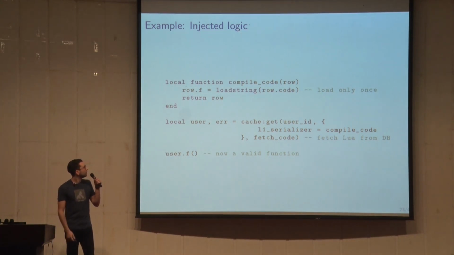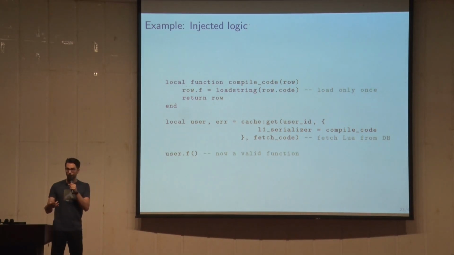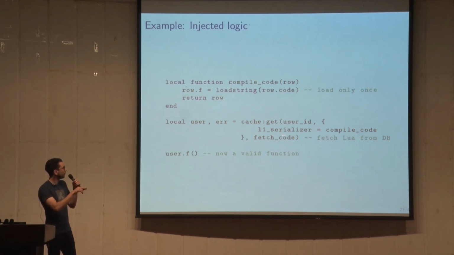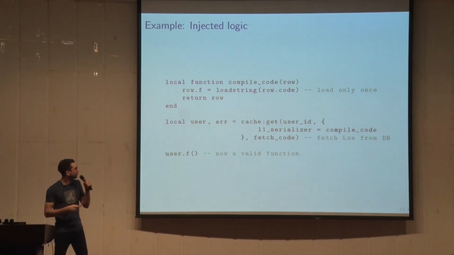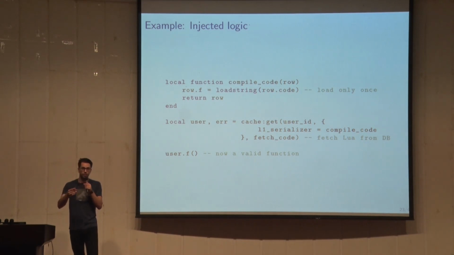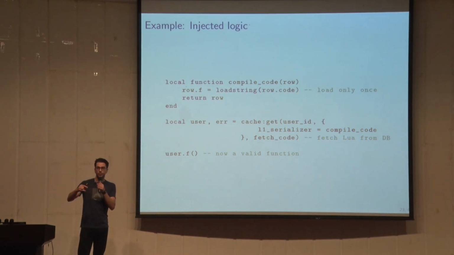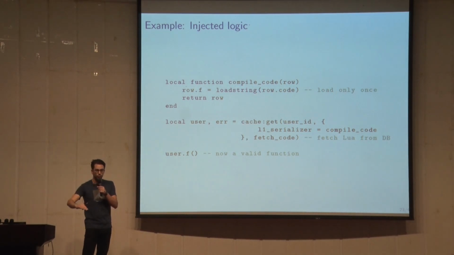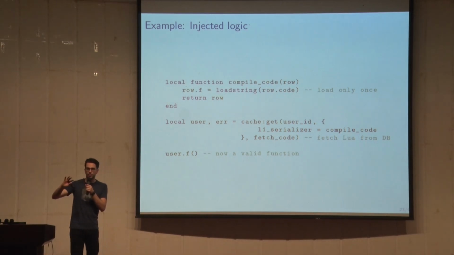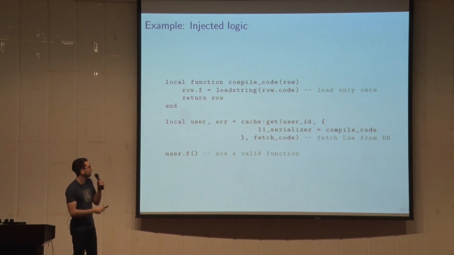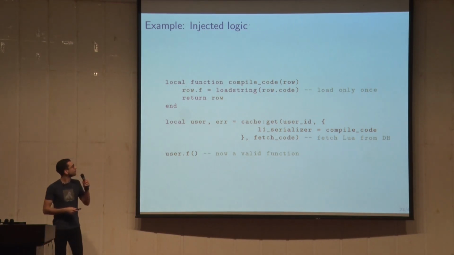So to overcome this limitation, the trick that we use with mlcache, which we provide as a feature, is called the L1 serializer. The L1 serializer is a function that is going to run when a value is promoted from the L2 into the L1. So it reads from the shared dictionary and then writes into the Lua VM. And that's the L1 serializer.